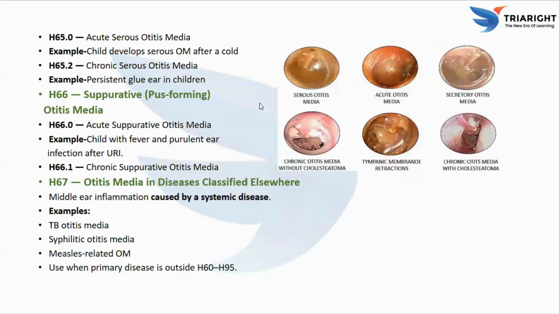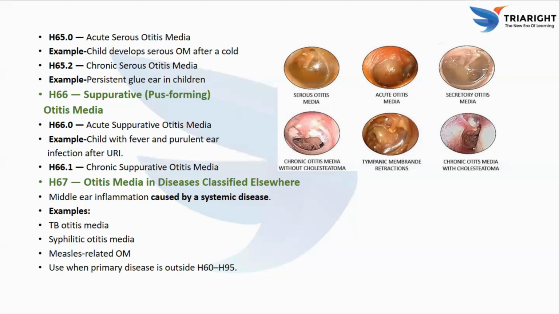Next is acute serous otitis media. We have to assign code H65.0. This is based upon the type, duration, cause and presence of fluid or suppuration. The H65 category includes serous, secretory or mucoid otitis media. This usually involves fluid behind the tympanic membrane but not pus. The H65.0 category code involves acute serous otitis media.